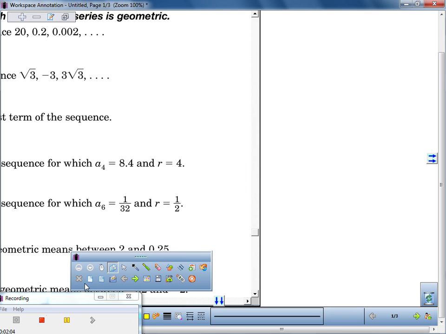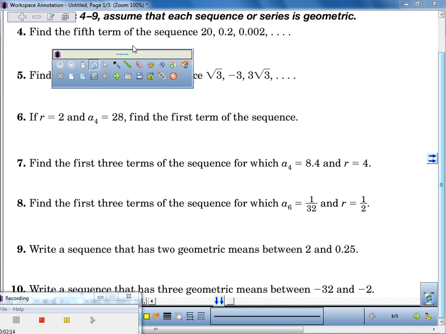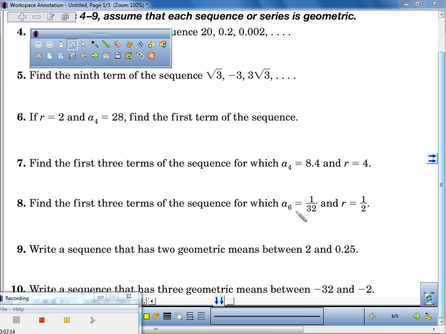Okay, now let's go back and look at question 8. Now, question 8 has fractions in it, but it's okay. We can work through it. All right, so now let's look at this. We have the sixth term is 1/32, and the r is 1/2, and we're finding the first three terms in this sequence like we did before.